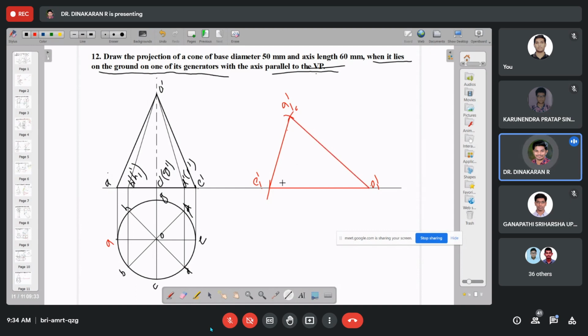Now you tell me, one of its generators is lying on the HP, and then the axis, if you project this, is parallel to the VP. Now do you understand this question? Yes, sir. Then finally you can project. I'm going to draw roughly, it's not the exact dimension. Then after that, the final projection.